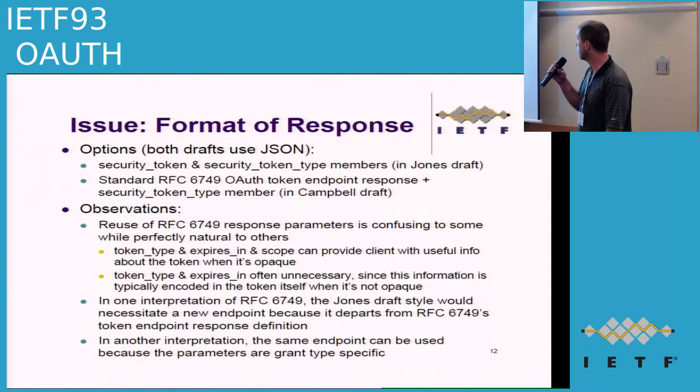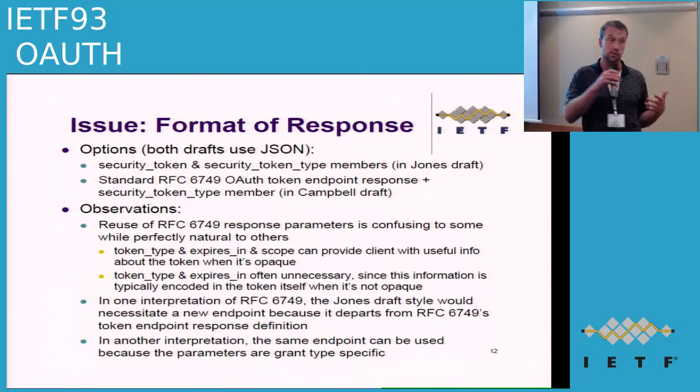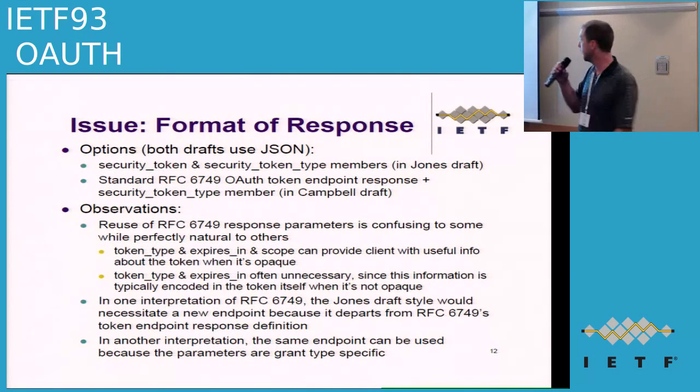Expires in can similarly be useful. It gives a hint to the client about how long this token's good for, how long they can use it without having to re-up or get an error in order to find out that they have to get a new one. And scope can be useful too if it's different than what was requested.